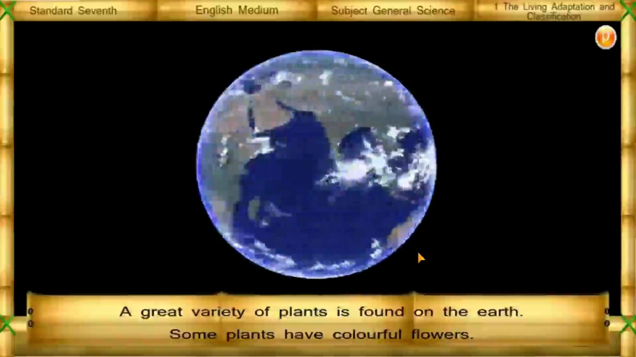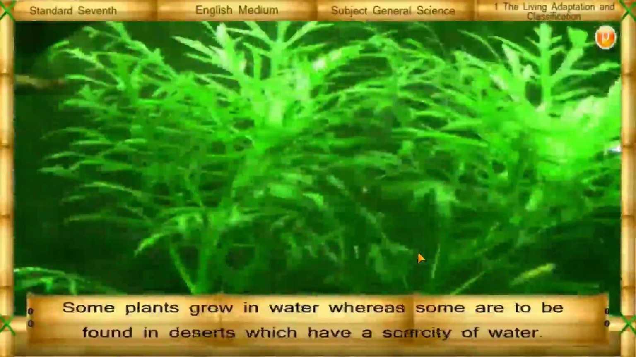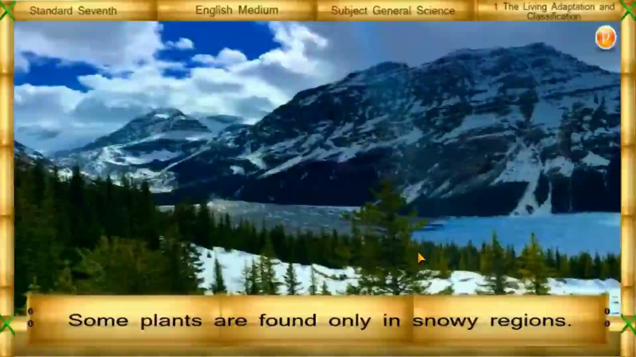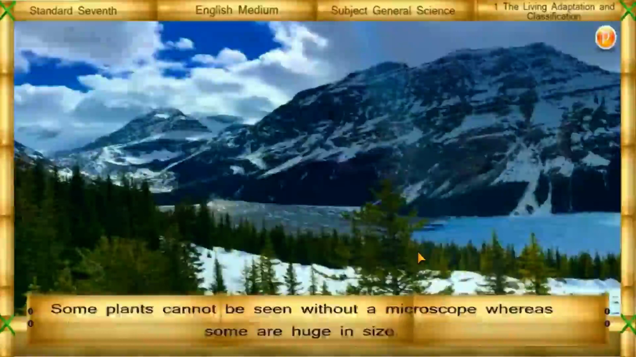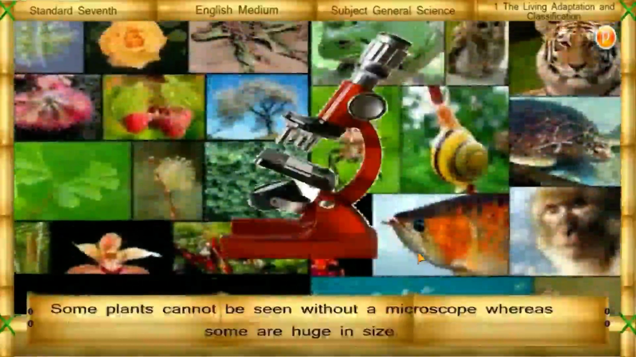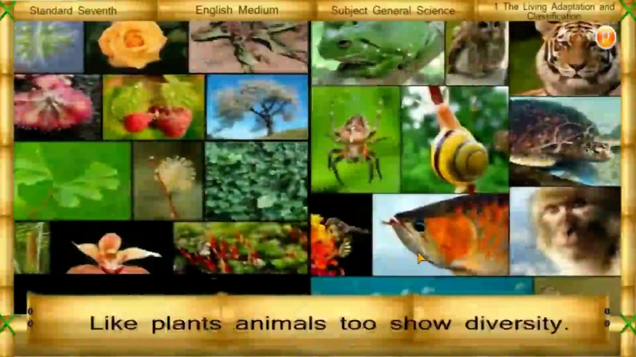A great variety of plants is found on the earth. Some plants have colorful flowers, some plants grow in water, whereas some are to be found in the desert, which have a scarcity of water. Some plants are found only in snowy regions. Some plants cannot be seen without a microscope, whereas some are huge in size. Like plants, animals too show diversity.